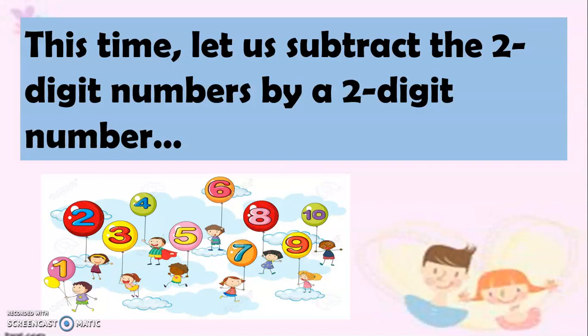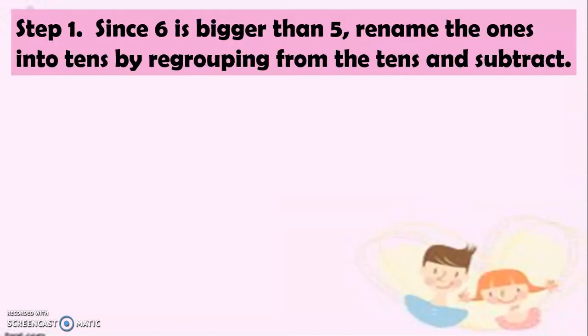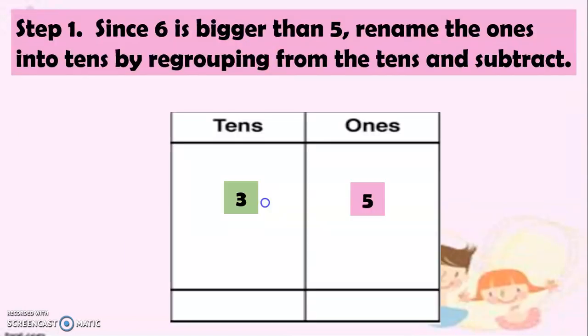Now this time, let us subtract the two-digit numbers by a two-digit number as well. So Jenna had 35 colored pencils. She lent 16 to her brother Jim. How many colored pencils were left for her? Now for step 1, we have 35 minus 16. And since 6 is bigger than 5, we are going to rename the ones into tens by regrouping from the tens, and then we will subtract.